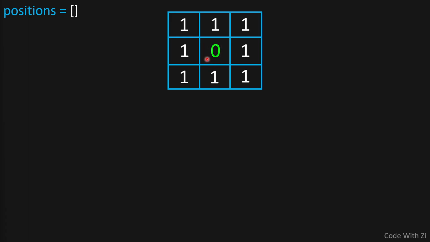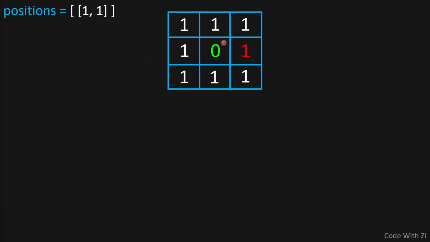Well, this cell is in the second row, and the index of this row is going to be 1 because our rows are 0 indexed. So the row is going to be 1, and the column is also going to be 1 because the column is the second column, and our columns are also 0 indexed. So the index of this column is going to be 1. So 1 and 1, and this is going to be the position of our 0.